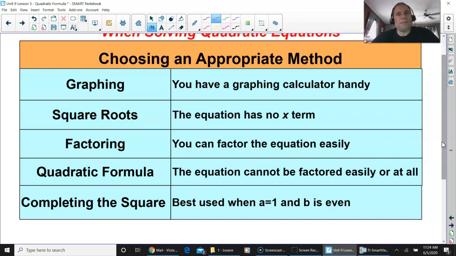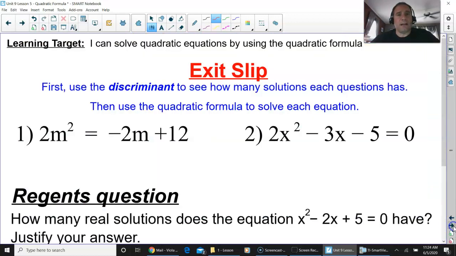The quadratic formula has to be committed to memory, so try to commit it to memory, and that's it. And then completing the square is best when A equals 1 and B is even. So these are all the methods that we've learned in this unit, and it is a very difficult unit, I believe. Here's the exit slip.